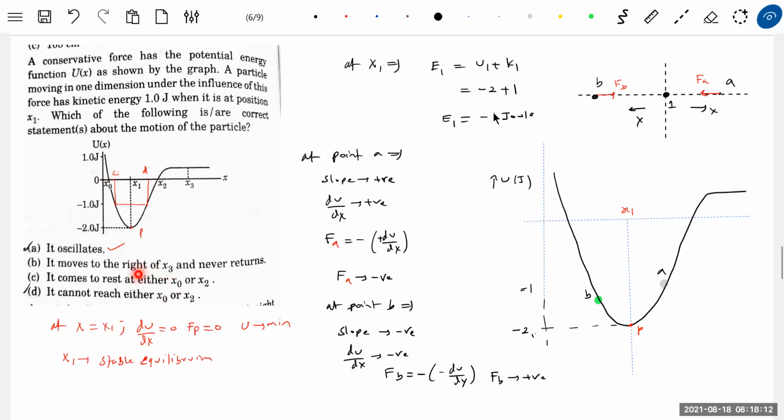This option B and C. It cannot reach either x0 or x2. Correct, because maximum it can reach C and D. Because at C, the total energy will be -1 joule, as justified. And if it is oscillating between points C and D only, it will be confined here. And you look at D, it is somewhere at a distance less than x2 and x0.